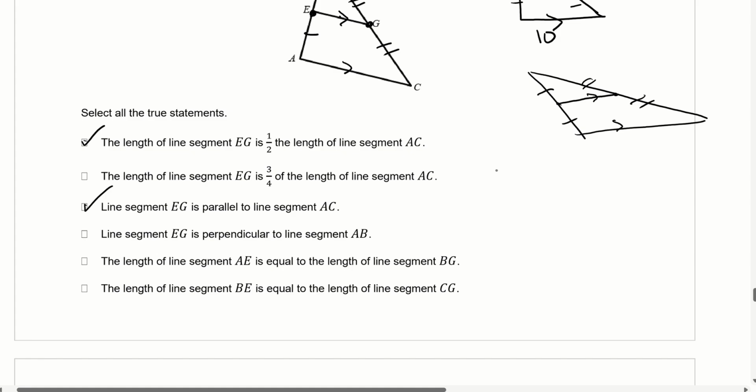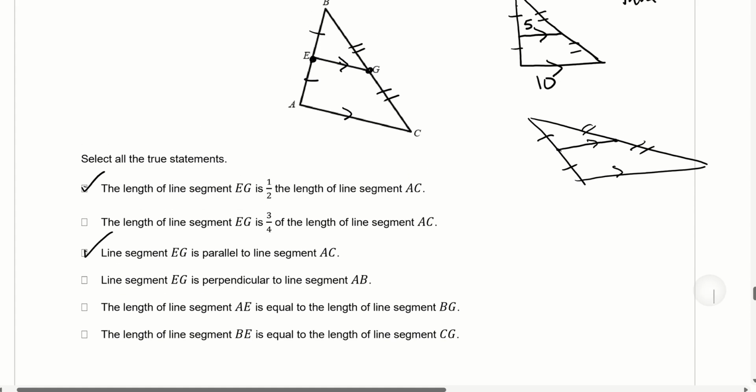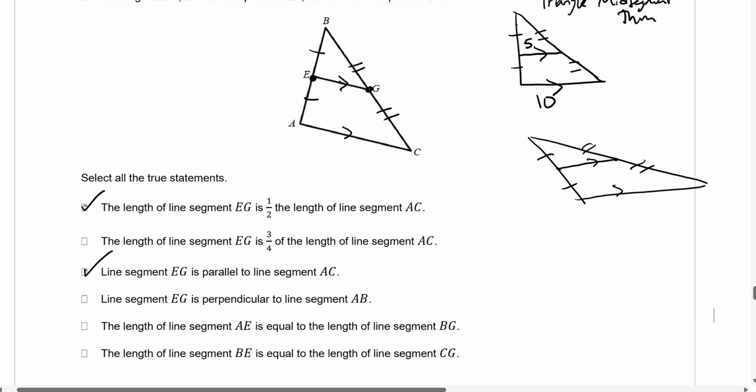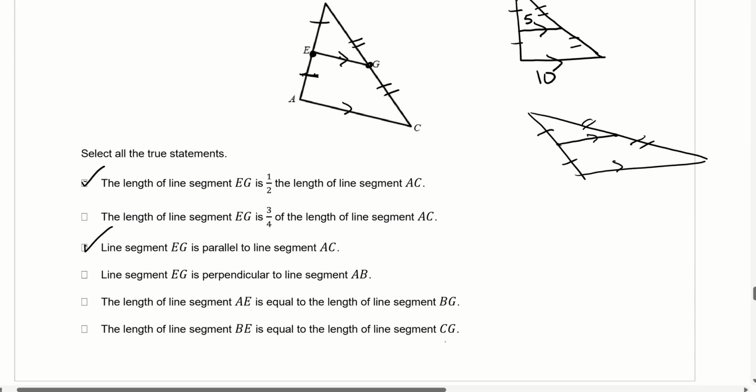The length of line segment AE is equal to the length of line segment BG. AE is equal to EB, because they're cut in half, but AE is not guaranteed to be the same as BG, so no. BE is equal to CG. No, that's not guaranteed. All right, so that is going to be it.